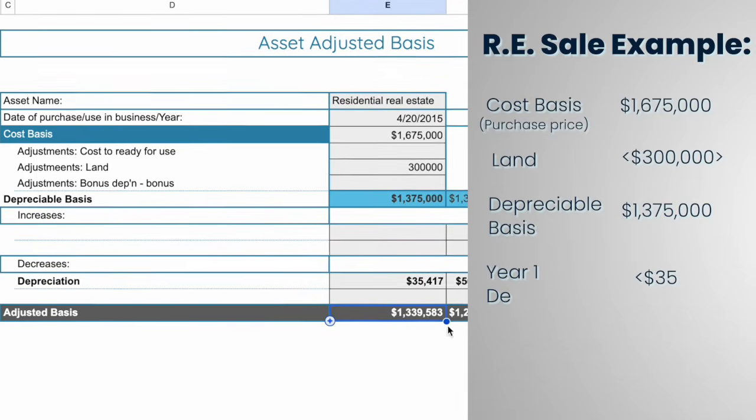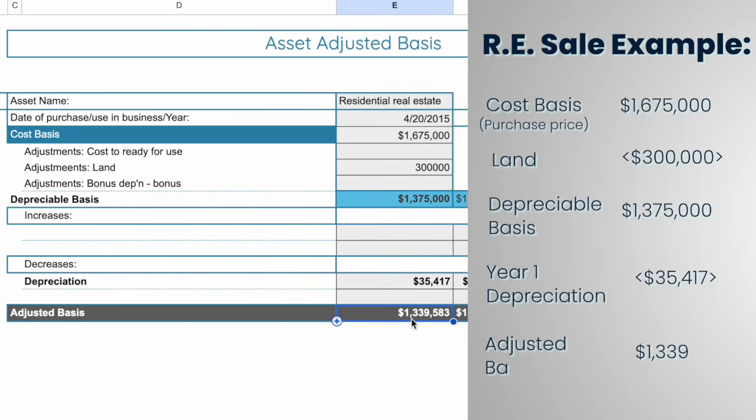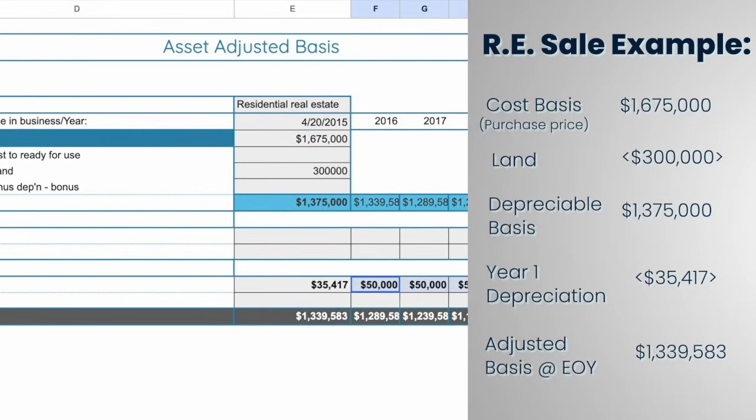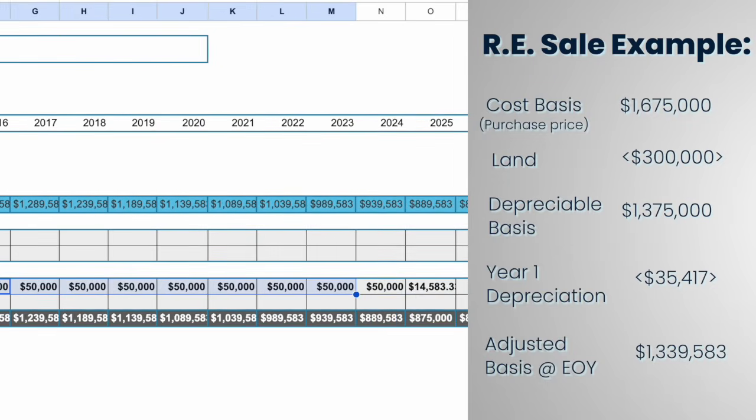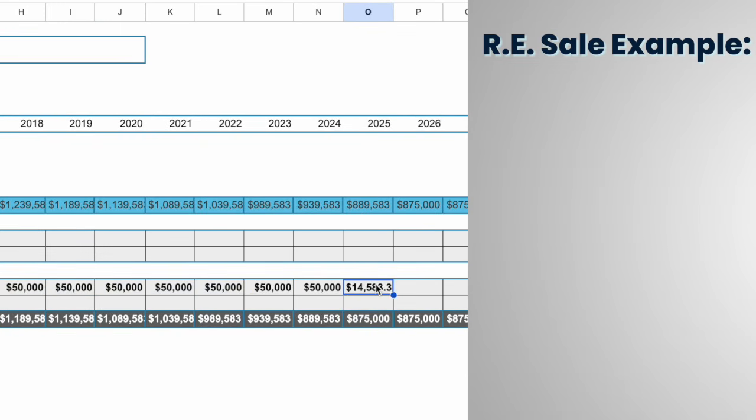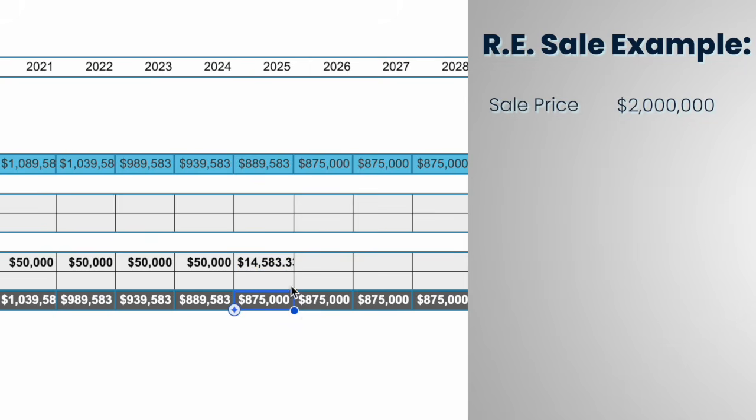So here's our adjusted basis at the end of year one, 1,339,583. And this was in the first year of 2015. So after that, we got a full year of depreciation each year. And then in 2025, on April Fool's Day, we sold this asset for $2 million. And so this 875 is our adjusted basis.